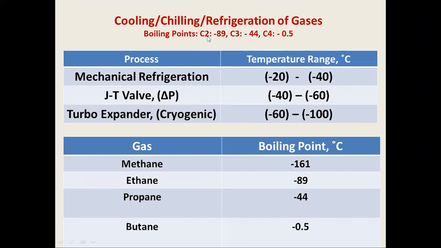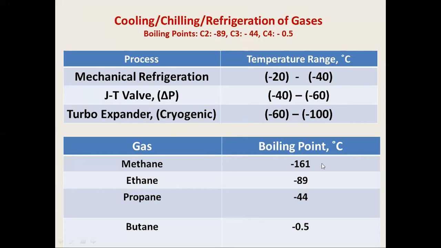Now we go to an expensive piece of equipment. It is called the turbo expander, which provides cryogenic refrigeration. It can get the hydrocarbons down from minus 60 to minus 100. So you can get C2 down as liquid only by the turbo expander, because this is the cooling range, the lowering range of the temperature that can be reached by the turbo expander.